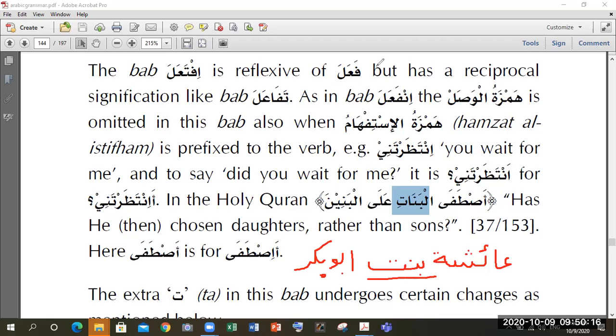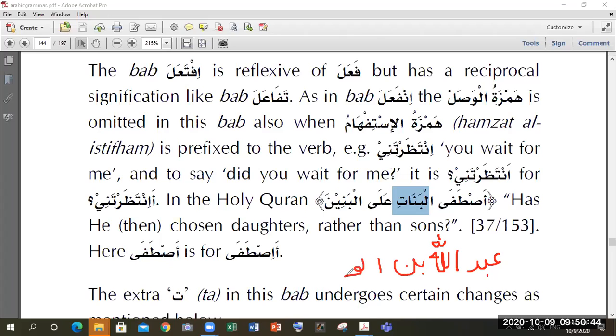And if it is male, so they will say bin. For example, it will be Abdurrahman or Abdullah because Hazrat Abu Bakr had his sons Abdullah, right? Abdullah and Abdurrahman also was his son. Abdullah bin Abu Bakr, right? So it will differentiate Abdullah, the son of Abu Bakr.